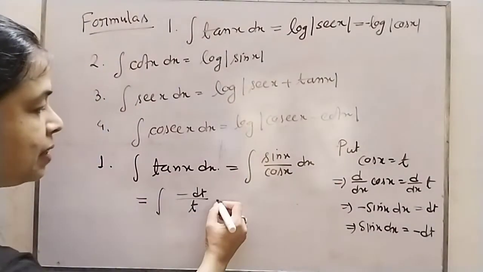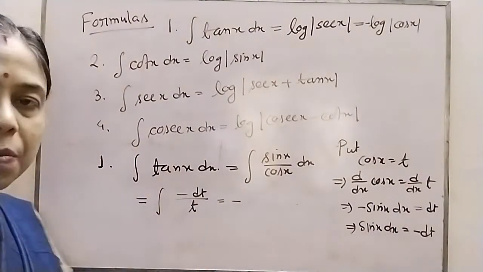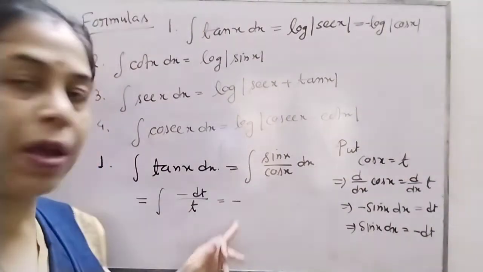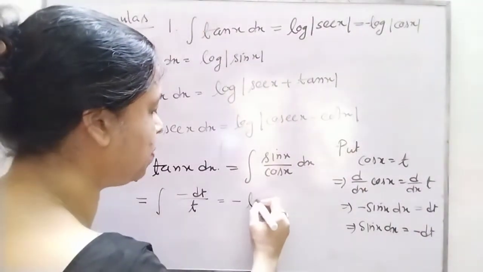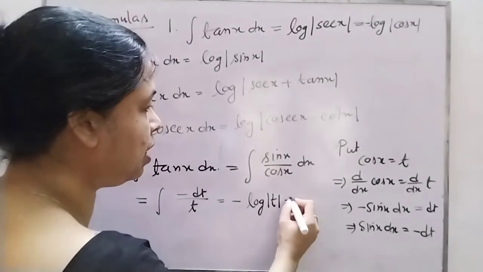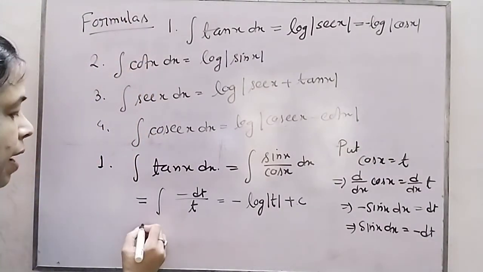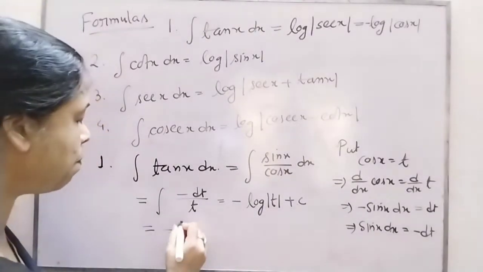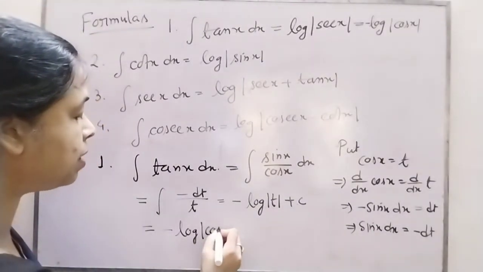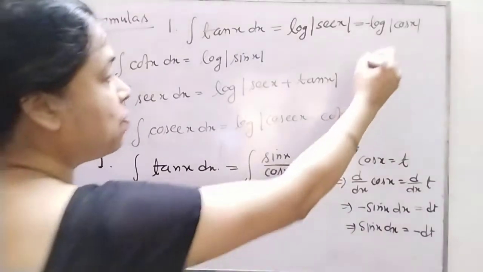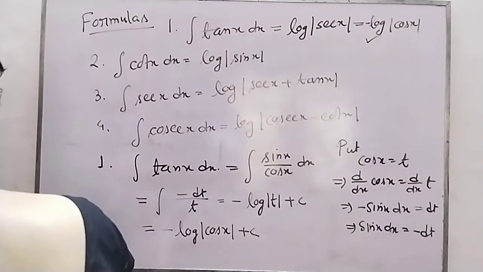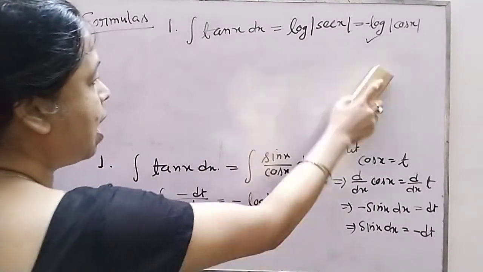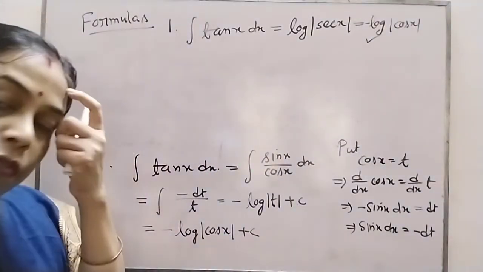Then, if I bring the minus sign outside, the integration of dt by t. What is the integration of dt by t? I mean 1 by t dt, that is equal to what? Log of modulus of t plus c. Now again our aim is to convert this t in terms of x. So it gives you minus log of modulus of cos x plus c. We have got one part of the question, but still we have to derive the other part. That is, I have to get now log of mod of sec x.